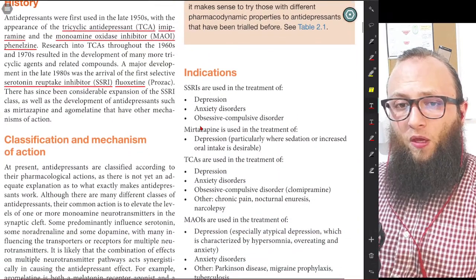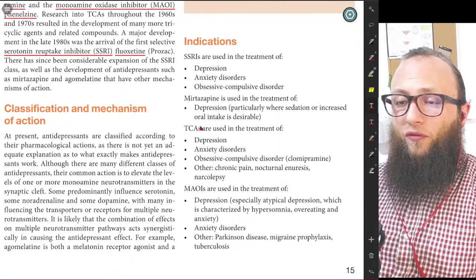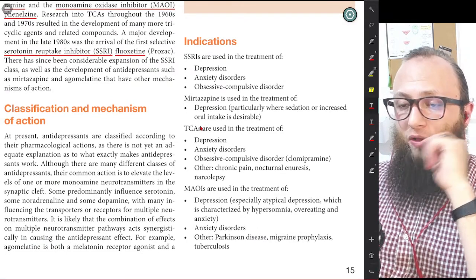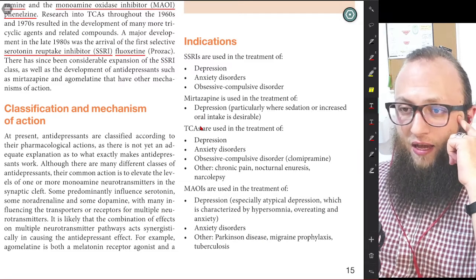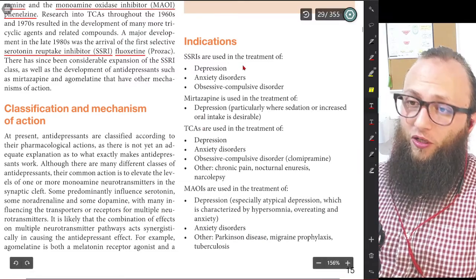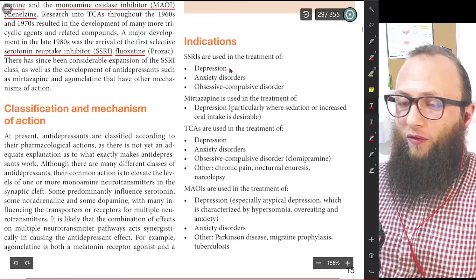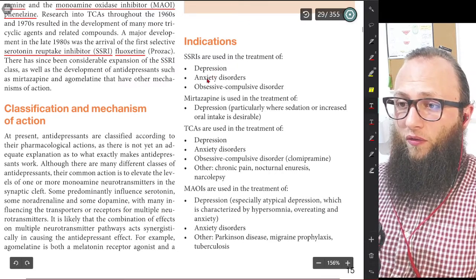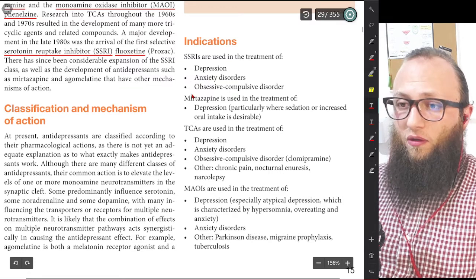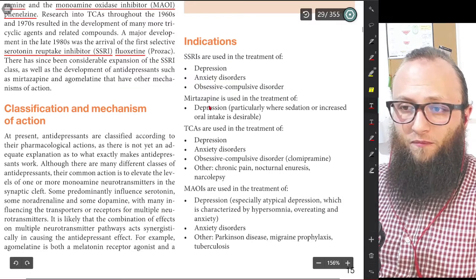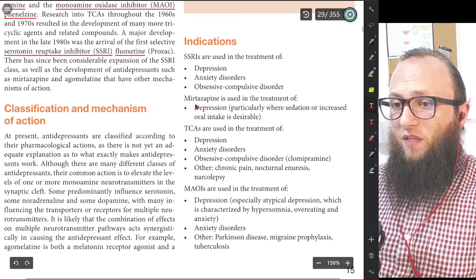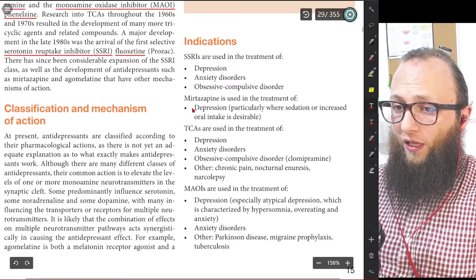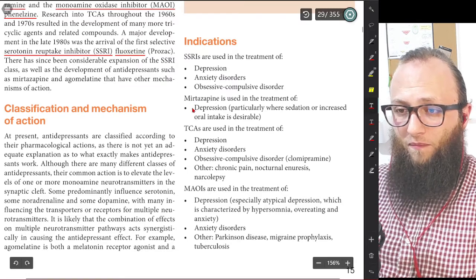Okay, what are the indications of these antidepressants, as they're called? You can find this. SSRIs are used in the treatment of depression. That's why they call them antidepressants. But they are also used in the treatment of anxiety disorders, obsessive compulsive disorder. What about mirtazapine? Mirtazapine is used in the treatment of depression, particularly where sedation or increased oral intake is desirable.